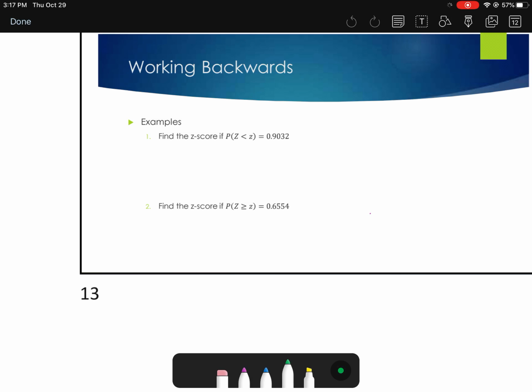So then I get a z-score of 1.3. So my z-score is equal to 1.3. And actually, that should make sense because when we did the z-score of 1.3, we ended up getting that probability in a few questions back.